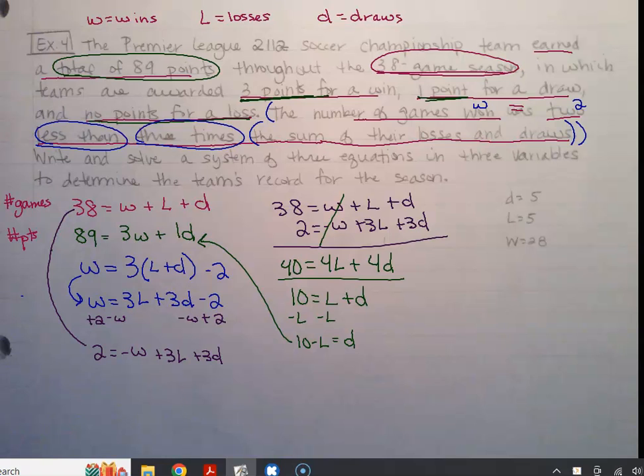So 89 equals 3W plus 10 minus L, right? Wait, no, we should have plugged it into the bottom equation. Yeah, change of plans. It'll be fewer steps. So we want to plug it into this one.